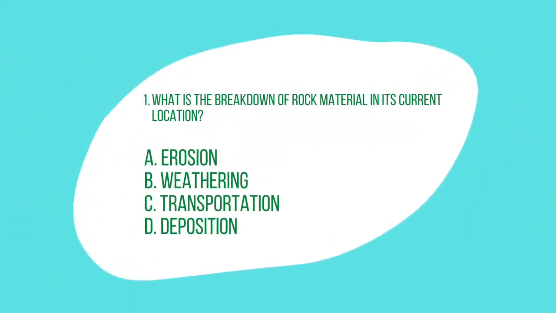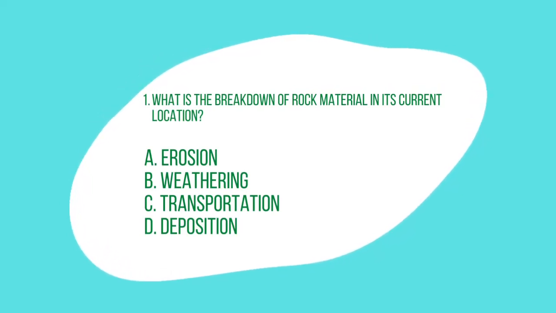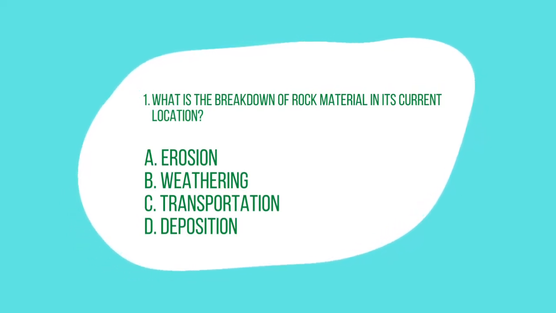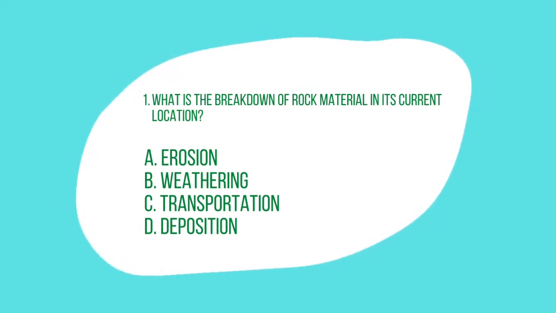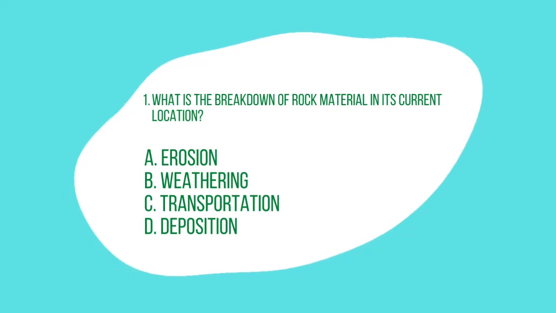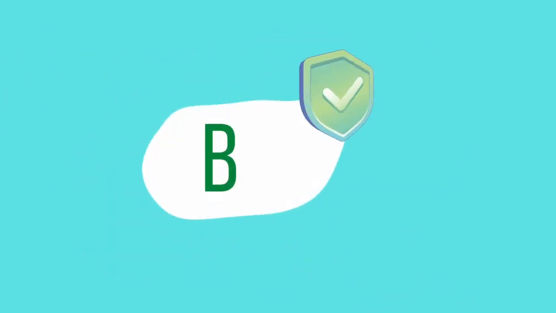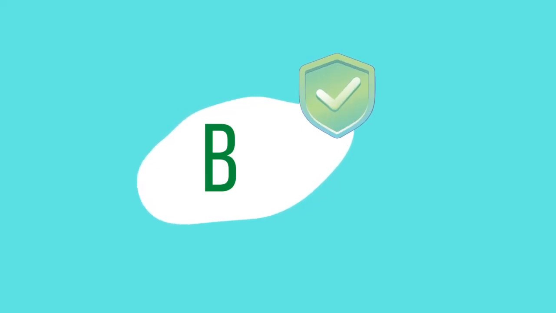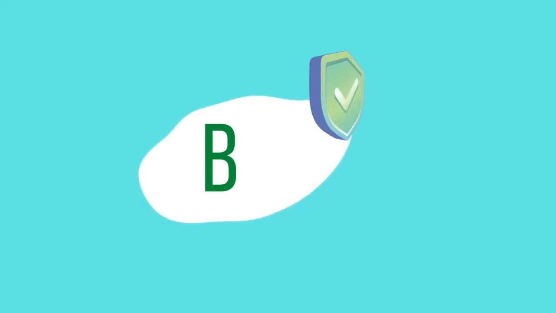Question number 1. What is the breakdown of rock material in its current location? Is it letter A, erosion, B, weathering, C, transportation, or D, deposition? If your answer is B, you are correct because weathering is the breakdown of rock material in its current location.